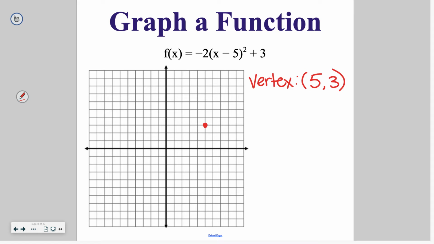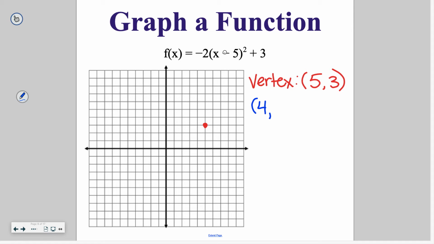The next thing I want to do is pick out 2 more points that I can use. So what you're going to want to do, your vertex is at 5. Go to the next number smaller than that. So 4. If your vertex was at 10, you would go to 9. If your vertex was at -6, you would go to -7. So pick the point to the left of that, and you would plug that into the equation.